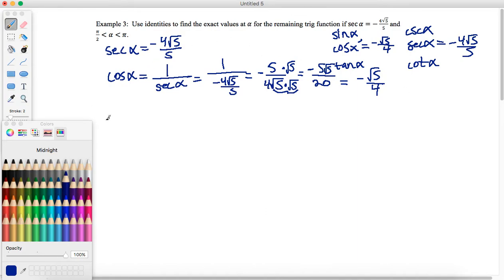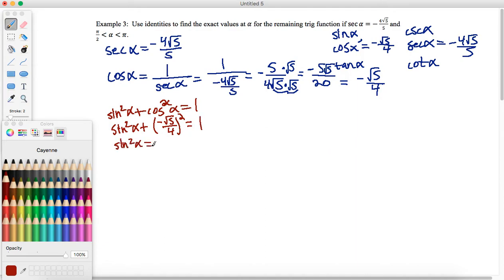Since I have cosine, I'm going to find sine because I know that sine squared of alpha plus cosine squared of alpha equals 1. If I want to find sine, I'm going to put my value of cosine in there, and I'm going to square it, and that's going to go into place of cosine squared alpha. All right, that means that sine squared of alpha equals, well, negative times negative is a positive. Square root of 5 squared is 5, and 4 squared is 16.